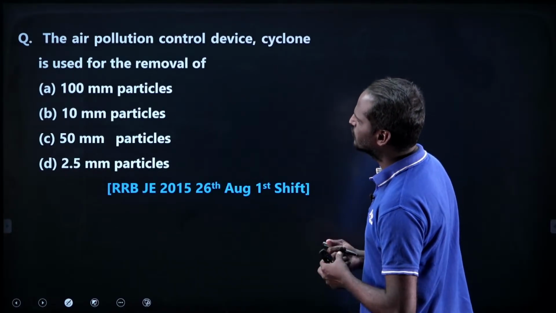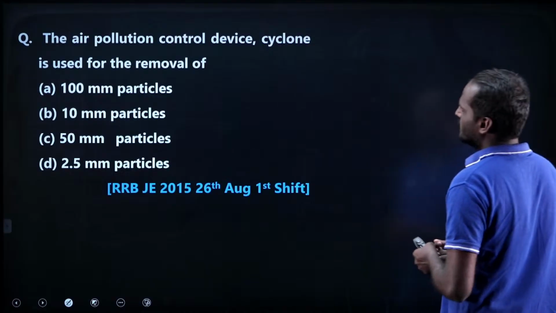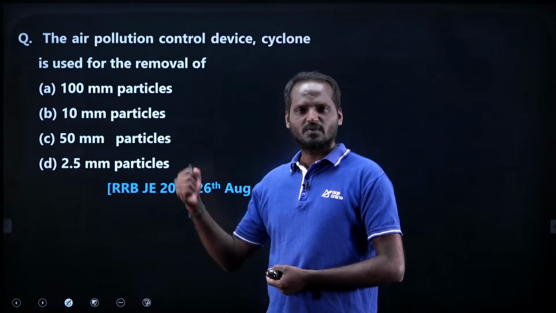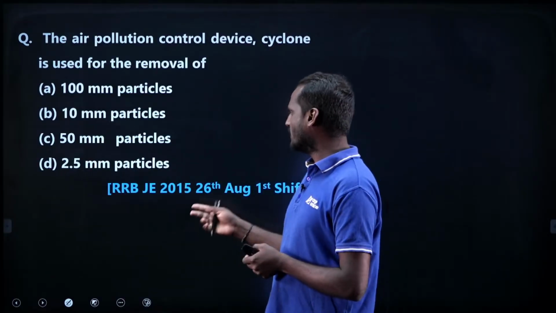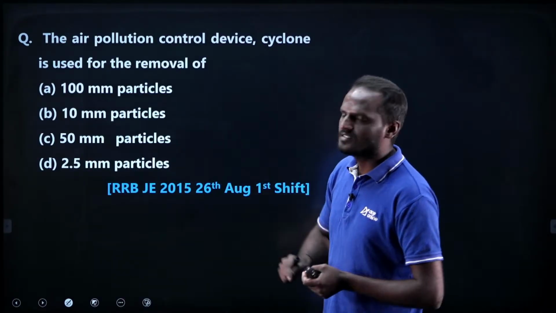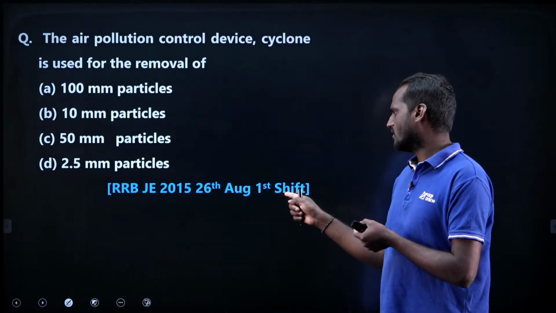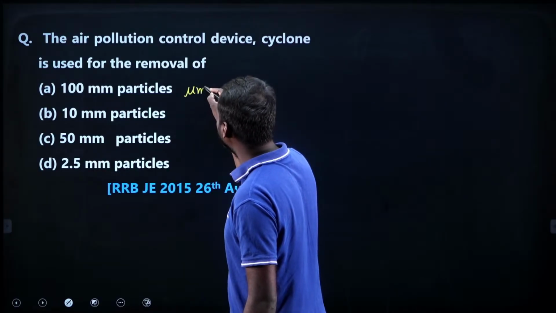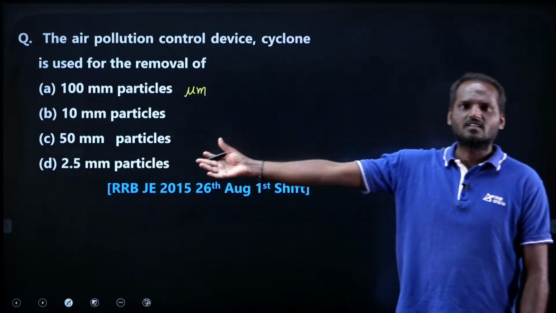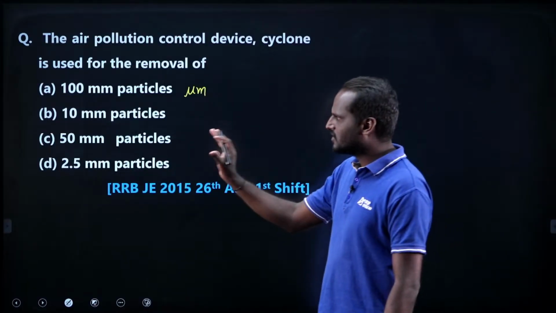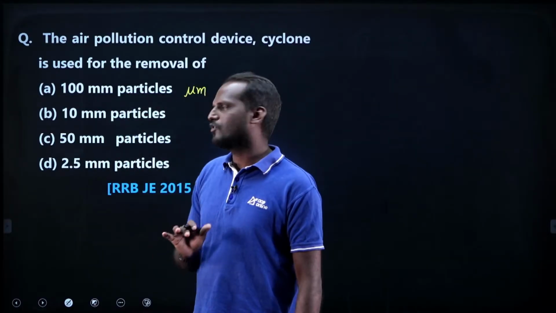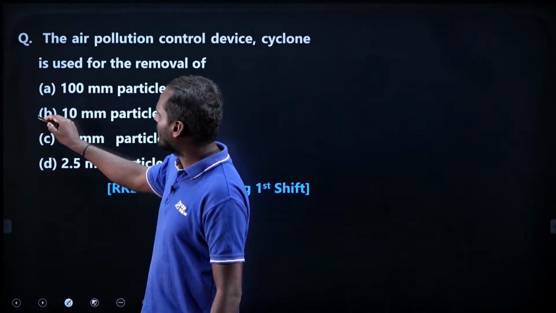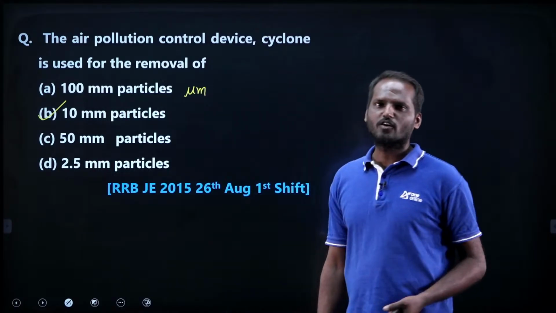Okay, let me take this question. The air pollution control device cyclone is used for the removal of what size of particulate matter? That is what it is asking. But in the question as given in that particular shift, it is wrongly written as mm; that is micrometer, not mm. Anyhow, we cannot change the actual question asked in the RRB JE. You must take the values as correct: mm is wrong, micrometer is correct. The cyclone separator can remove a minimum particle diameter of 10 micrometer.